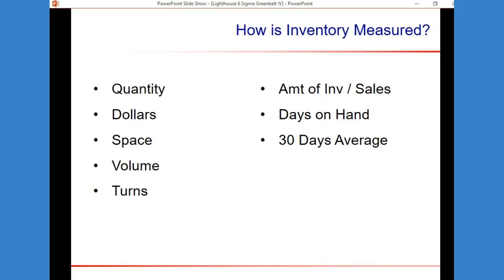Days on hand, another way to measure inventory, is basically to say if we stopped buying parts right now, how long would it be until we ran out? How many days until we ran out? So if you run out of inventory in a week or so, then you're running pretty lean. You're actually doing pretty well.